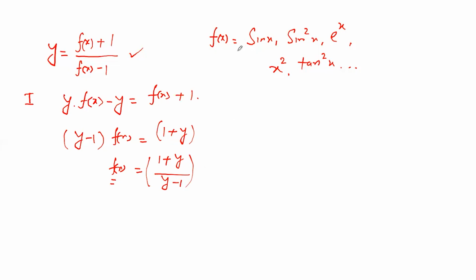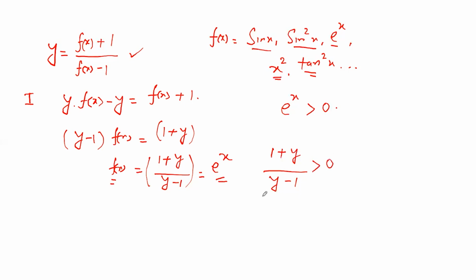Now, let's suppose I'm saying this f(x) is nothing but e to the power x, right? The question is given in this form. And we know that any power is always greater than 0, right? So we can rewrite this as 1 plus y. So you have to give the restriction on this. Means if it is sin x, sin x lies between minus 1 to 1. Sin square x lies between 0 to 1. E to the power x is always greater than 0. x square is greater than or equal to 0, tan square x is greater than or equal to 0. So if the case is like e to the power x, this must be greater than 0.